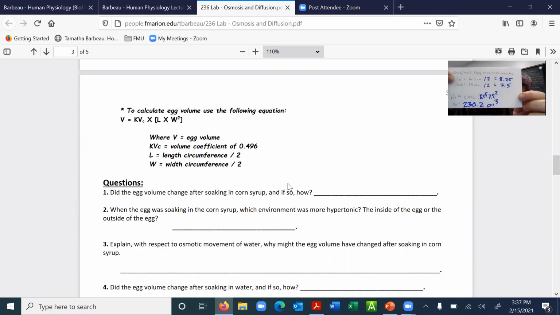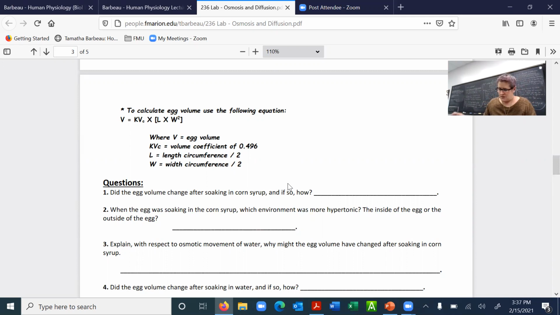I plugged in the width, I squared it. I took that value, I multiplied it by the L, and then I got that product and I multiplied it by the constant of 0.496, and what I ended up with was 230.5. Okay, that is my original egg volume, and that's how you do the calculations.